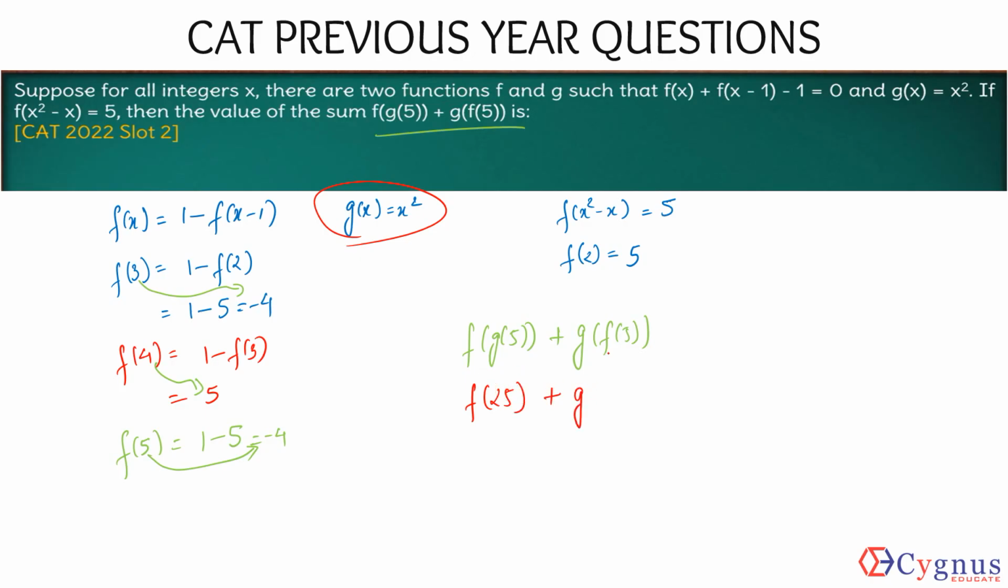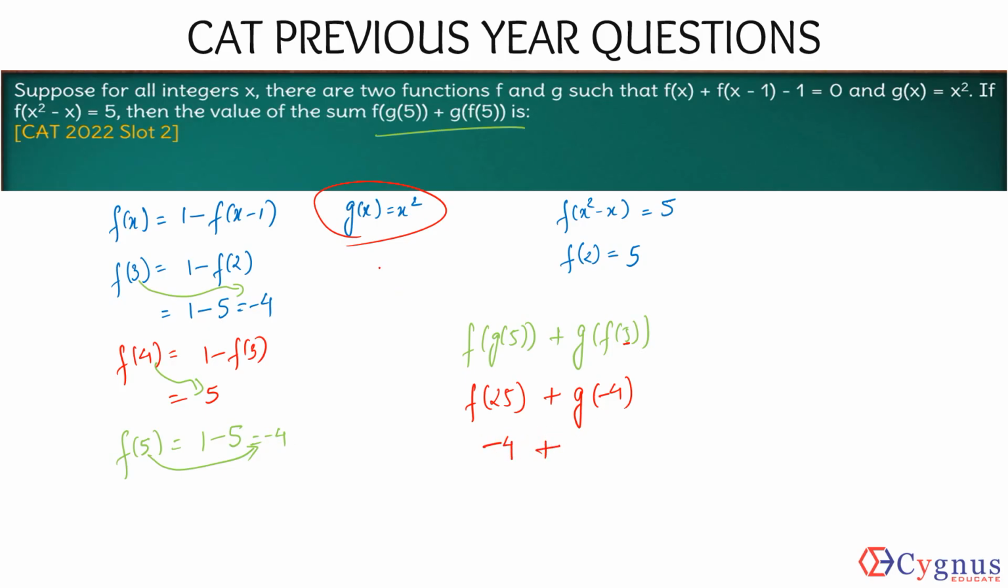plus g of f of 5. 5 is an odd input. And we know that for every odd input, the answer is minus 4. So I'm looking for g of minus 4. Yes or no? Now, what was g of 5? G of 5 was 25. F of 25. 25 is an odd input. For every odd input, the answer is minus 4. So I should write minus 4 here.